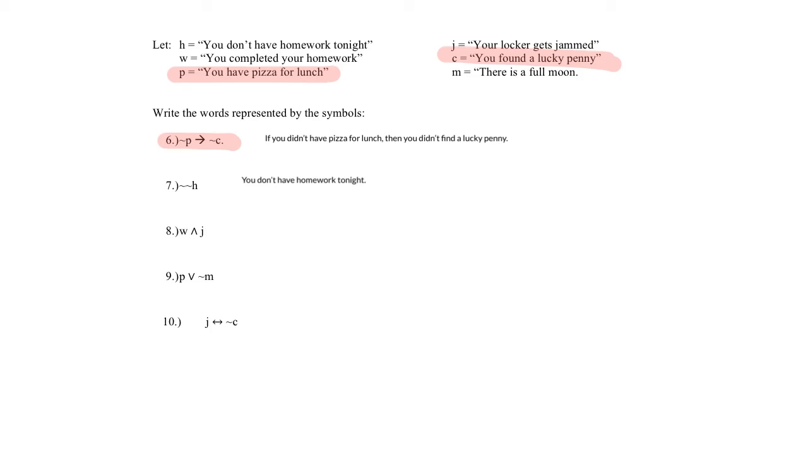All right, number 8. We have W, and then that symbol is and. Remember, it looks like an A without the line drawn across it. So W and J. At the top, W is you completed your homework. And then the and J is your locker gets jammed. So we don't need an if here. It just says you completed your homework and your locker gets jammed.